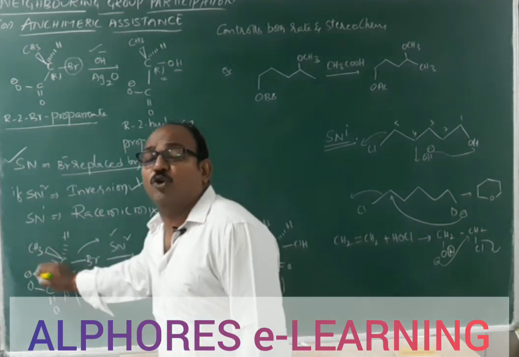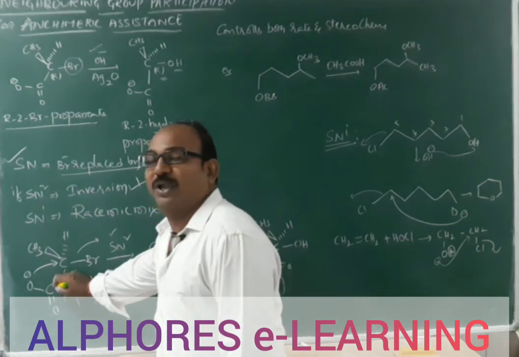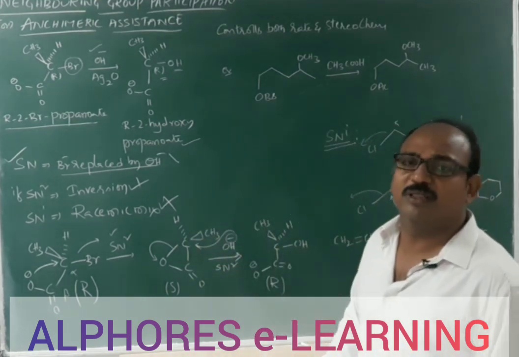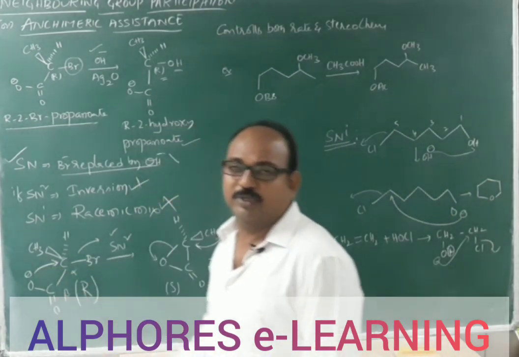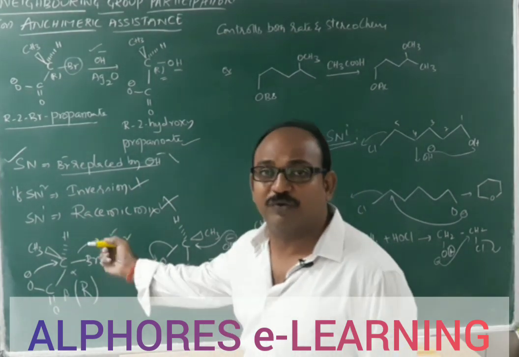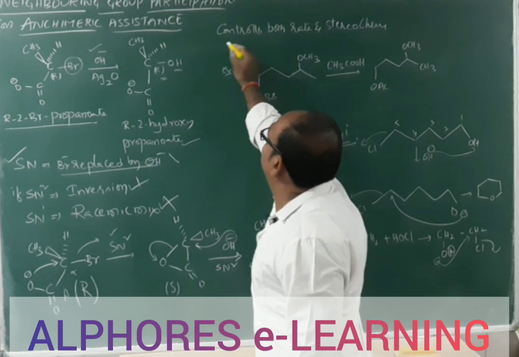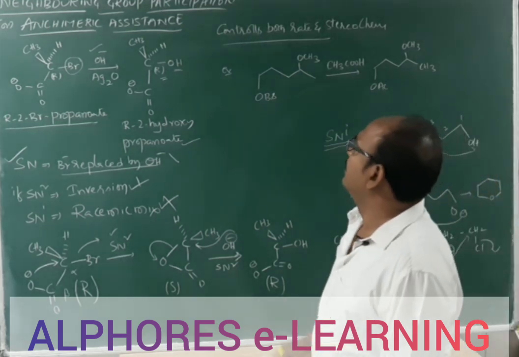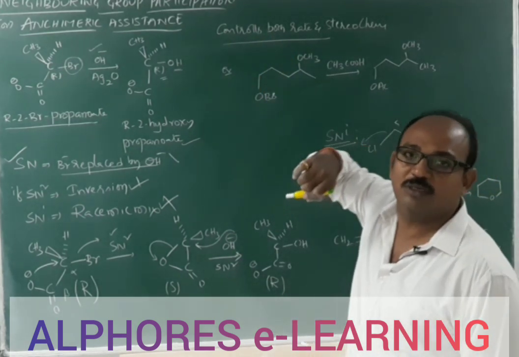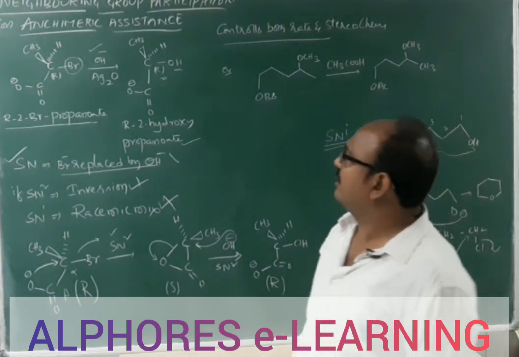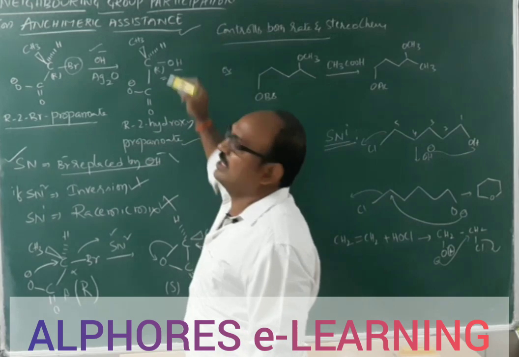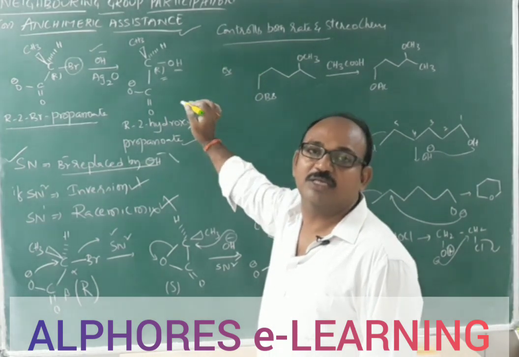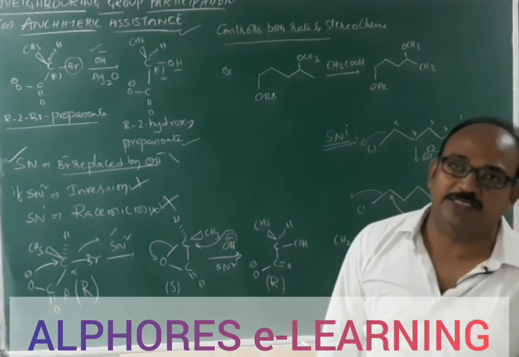And because of neighboring group participation, it also influences stereochemistry. In SN2 we are expecting an inversion product, but here we are getting a retention product. That means this neighboring group influences both rate of reaction and stereochemistry. So the reactions in which the neighboring group controls rate of reaction and stereochemistry are called anchimeric assistance reactions. Because of neighboring group participation, if the rate changed, such reactions are called anchimeric assistance reactions.